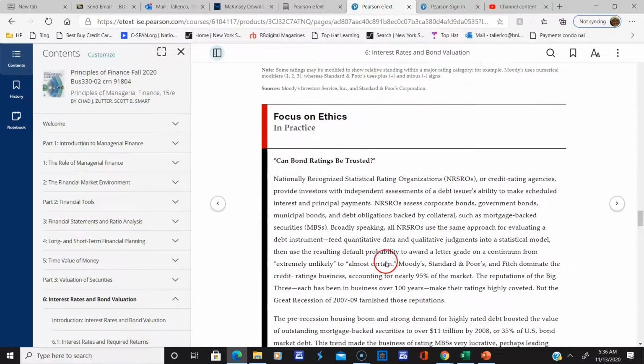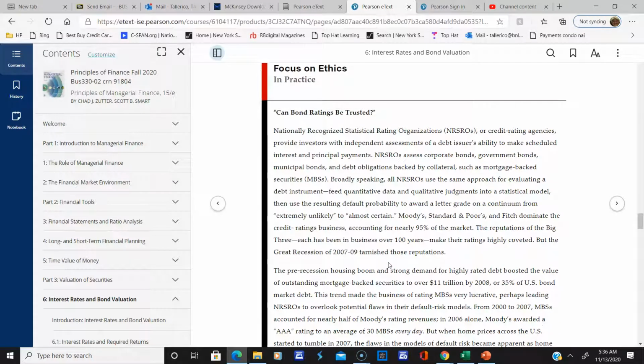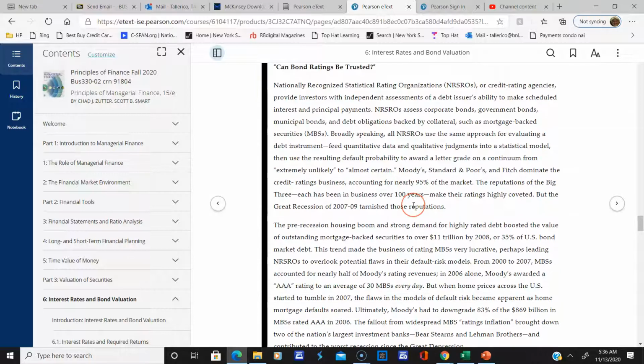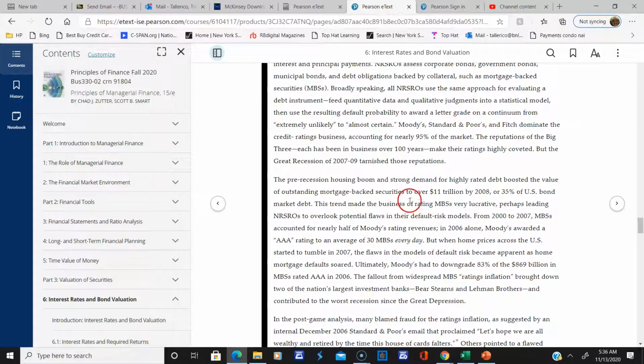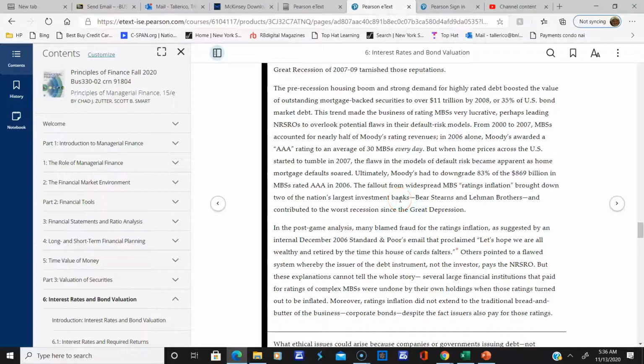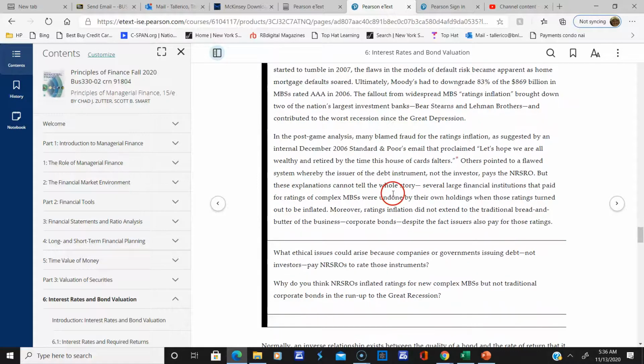All right. And there's a nice article here about whether bond ratings can be trusted, because in 2008 there was a scam that went on, and bond rating companies were in cahoots with the mortgage banks and everything, and the ratings weren't true. There were a lot of scams that went on. So Moody's got in trouble. Moody's had to downgrade 80% of the billions in mortgage-backed securities rated AAA. So it's an interesting read to see what happened in 2008. You should read that.